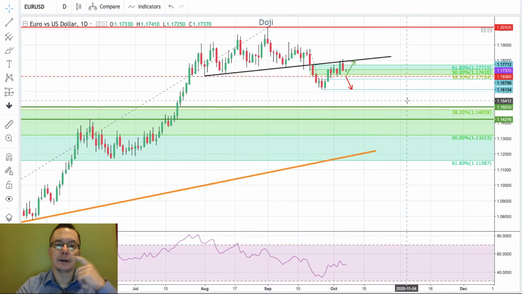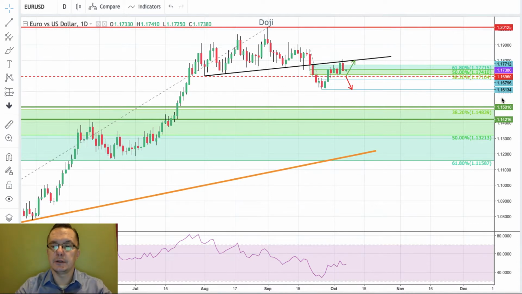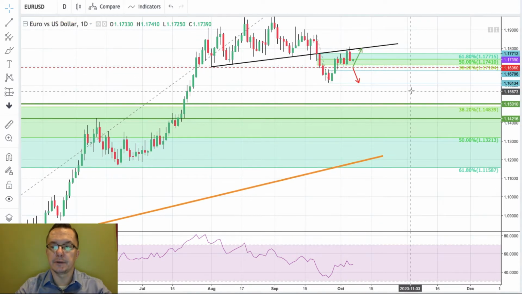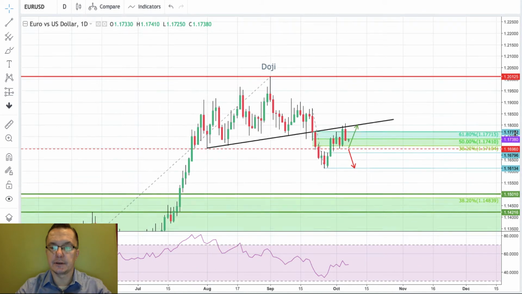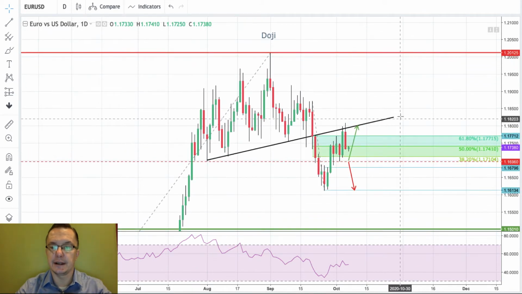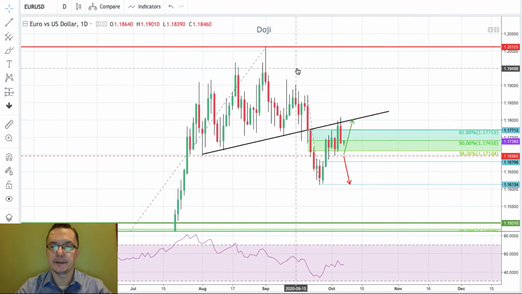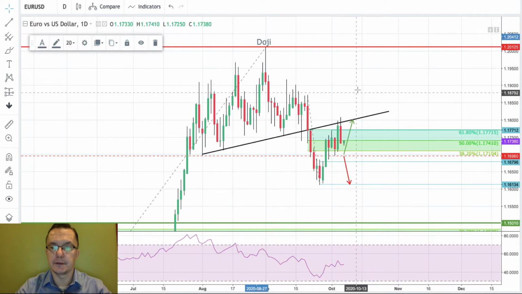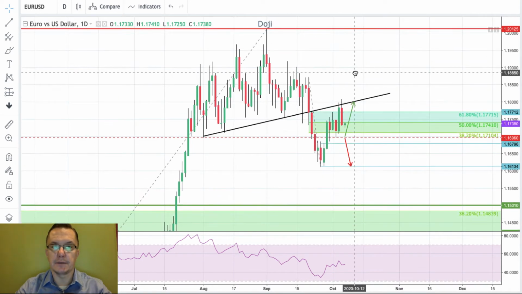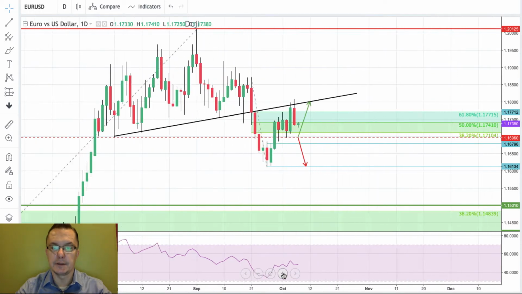So let's take a look at the first one. This is, as you can see, the euro dollar, on the daily time frame chart. Let me make it a little bit bigger and concentrate on the recent events. As you can see, I still have the recent euro dollar trading plan that I made in one of my previous videos. Let's just make it a little bit bigger. There you go.